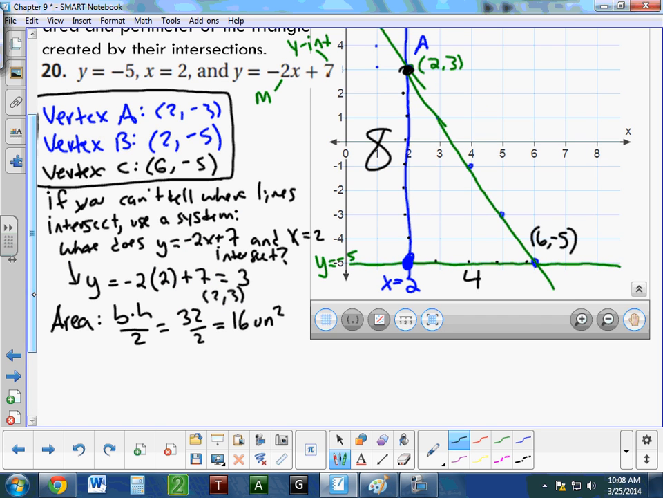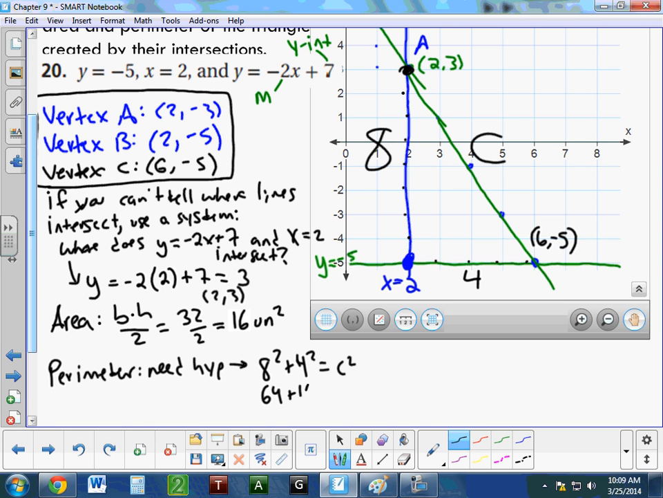Last thing I need to do is the perimeter. I need the hypotenuse. So I should be able to do 8 squared plus 4 squared equals c squared, c being that side right there, which means that's 64 plus 16 equals c squared, which is the square root of 80. So square root of 80 reduces to, well, is there anything, 16 times 5, I think? That's going to reduce to 4 square roots of 5.